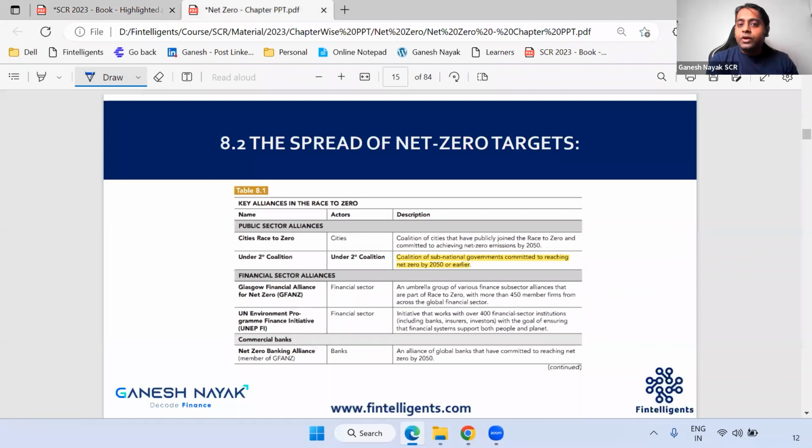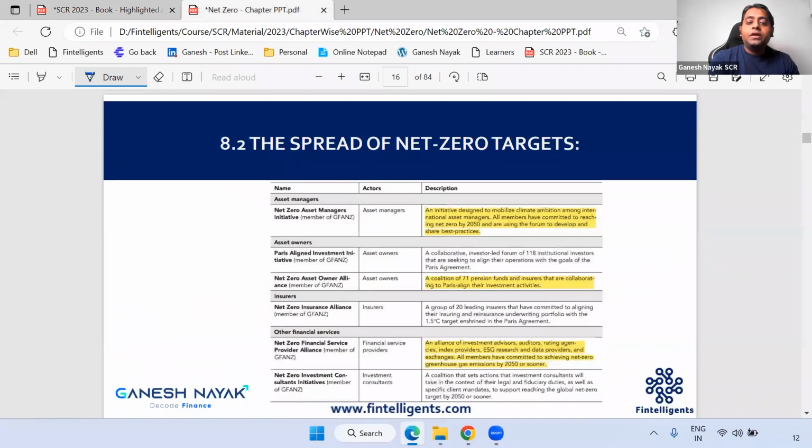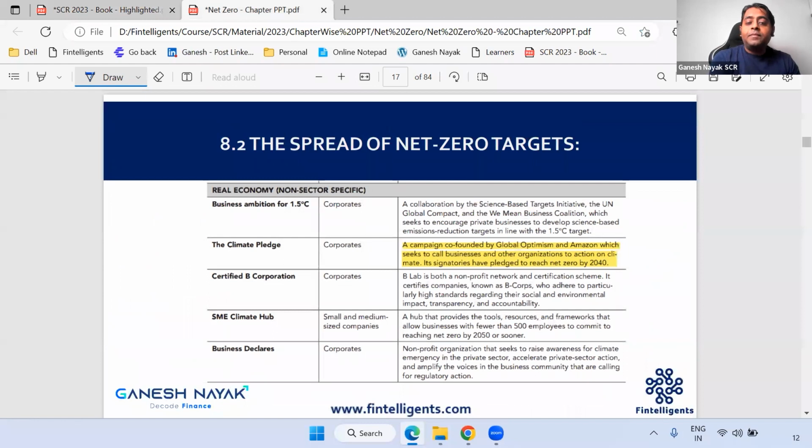When you look at the tables, I've highlighted a few sections which are important for you. Not everything is important. The Under 2 Degrees Coalition is important, you should read this part. Then Net Zero Asset Managers is important. Net Zero Asset Owner Alliance is important. And this service is important. In the book, they've talked about the Net Zero Insurance Alliance, which is also being given. The Climate Pledge is important.